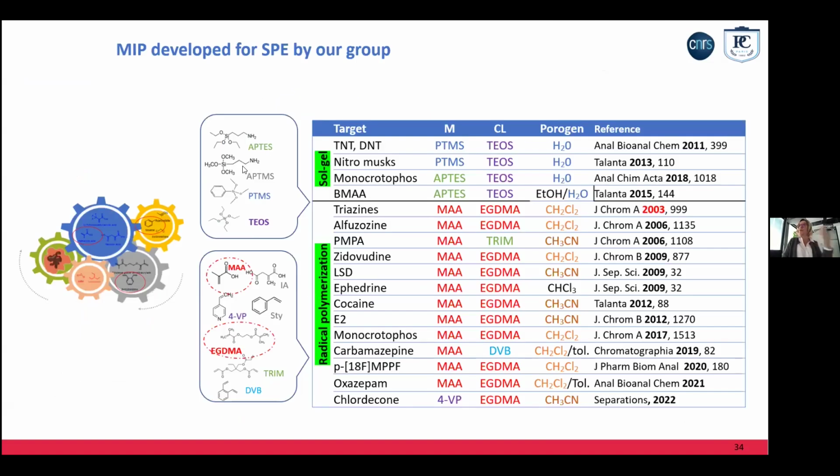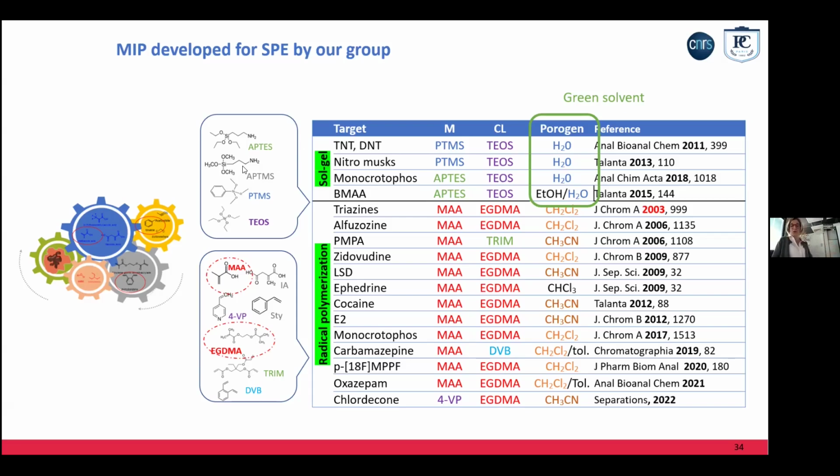So we produced MIPs for different projections, a quite exhaustive list. As you can see, we are able to develop molecularly imprinted polymers in green solvent. This is quite important to notice. And each time we develop a MIP, we have to screen the synthesis conditions. And in most cases, we select methacrylic acid, MAA, as one of them. So my question is: is it really necessary to screen the synthesis conditions, because at the end, we always select methacrylic acid?